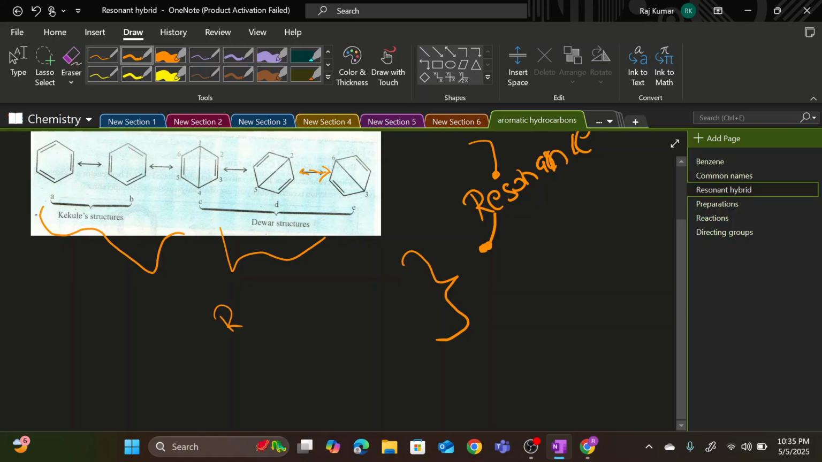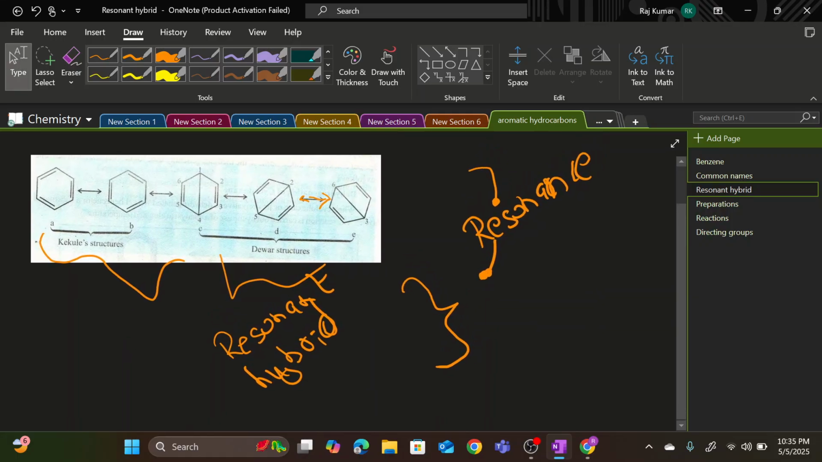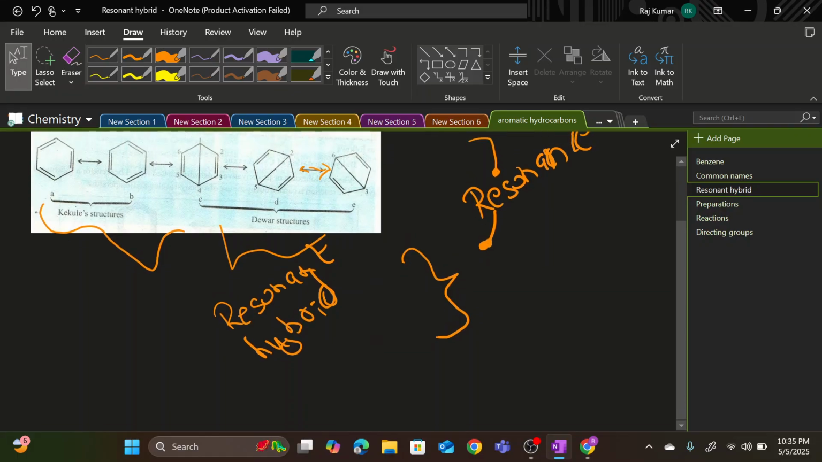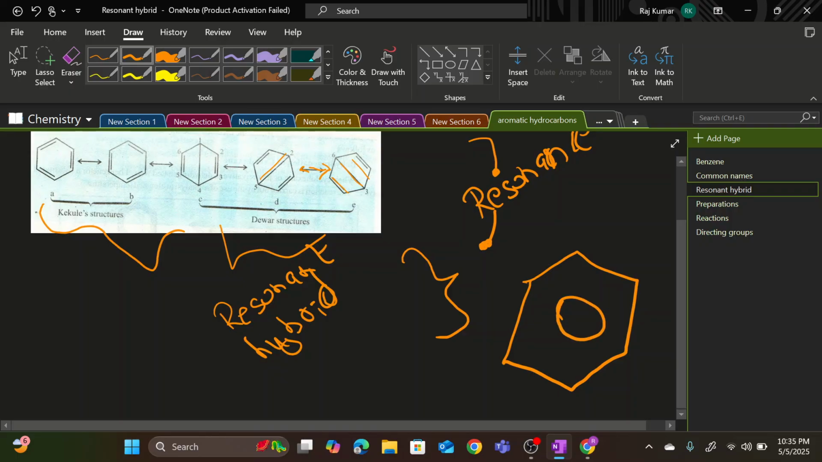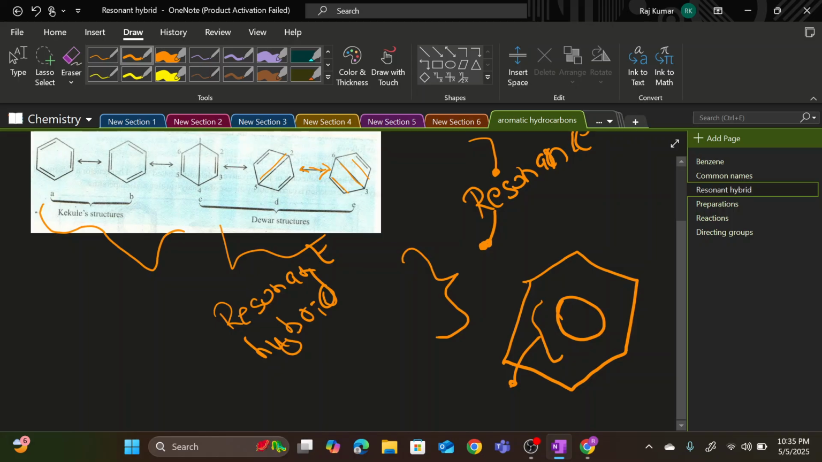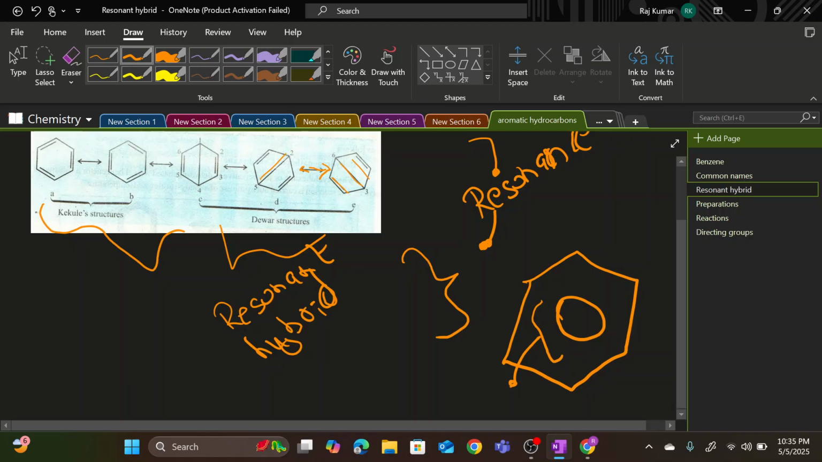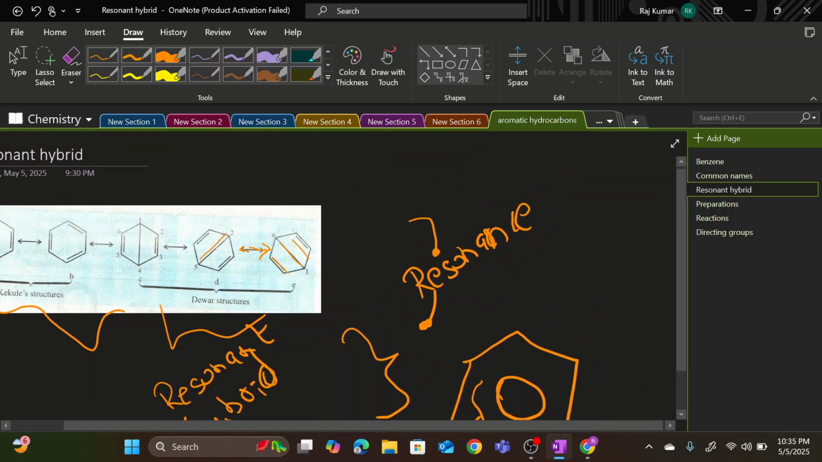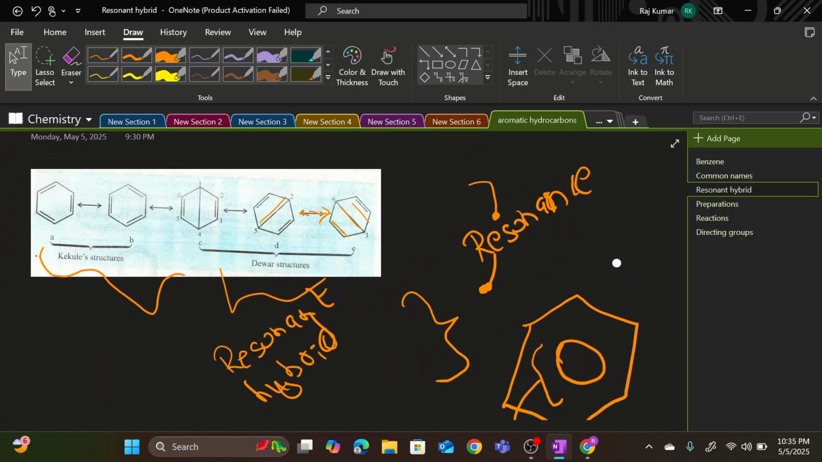making benzene a resonant hybrid, which means if you look into the benzene ring, we actually don't find this, we don't find this, we don't find this. What we actually find is this. What does this circle indicate? The circle basically indicates the diffused electron cloud which is present in the middle, which is the result of all of these five resonance structures. So this is the entire thing about the resonant hybrid.